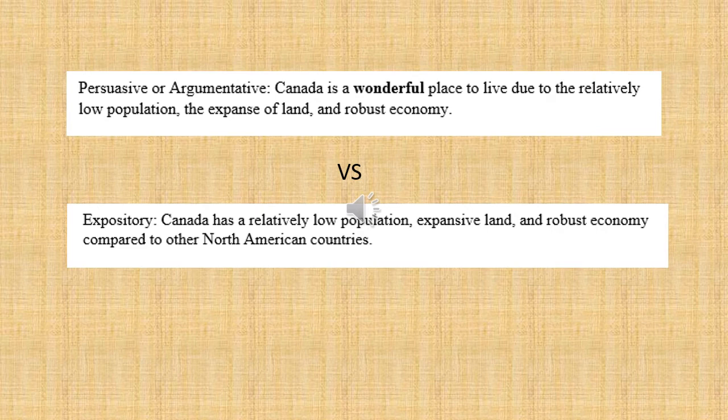But the expository, the more neutral thesis statement, would say this: Canada has a relatively low population, expansive land, and a robust economy compared to other North American countries. So what I'm doing here, I'm taking out the qualifying language, wonderful. I am mentioning the same points, but I'm not qualifying them in any way. And then I'm comparing it to North America. So I'm comparing and contrasting. I'm mentioning similar countries, right? And it could be dissimilar or disparate ones.